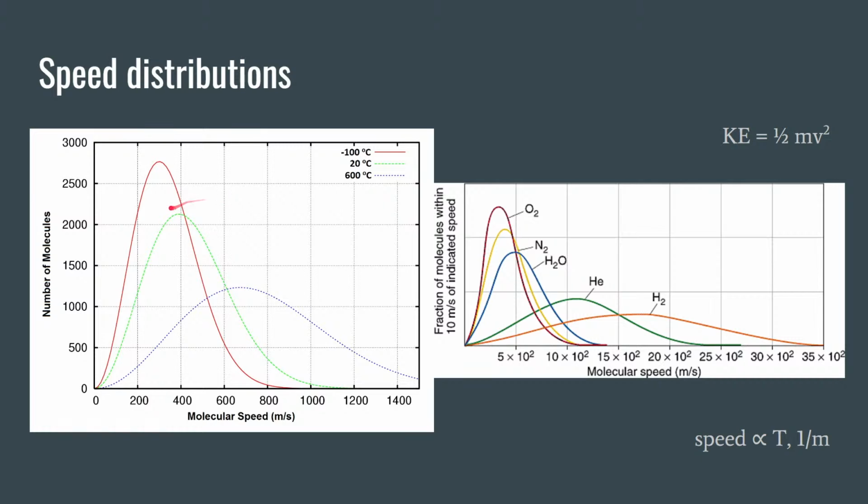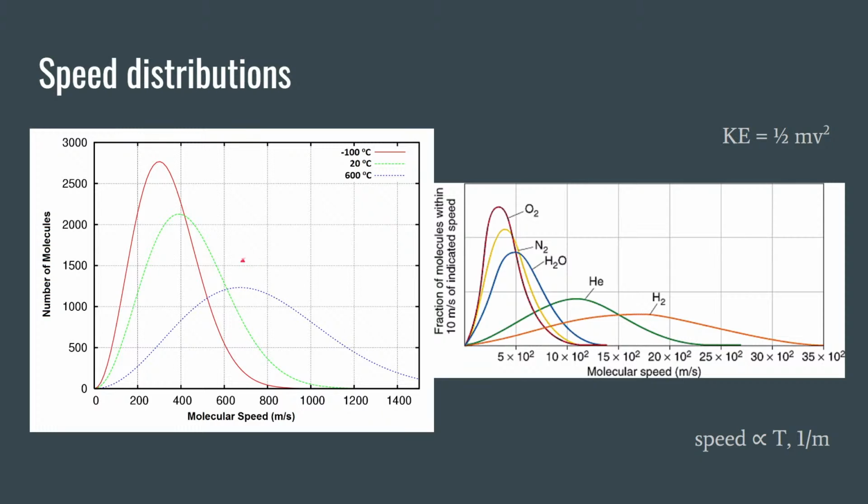Okay. This green line is room temperature, 20 degrees Celsius, and this blue line is high temperature, 600 degrees Celsius. So the y-axis tells you how many molecules are moving at a particular speed, and the x-axis is the speed they're moving at. So the cold temperature, you have the peak at a much lower speed. The particles are just moving that much slower. As the temperature goes up, the peak speed is moving to the right. So the particles are moving faster and faster. So the average speed is getting higher and higher.